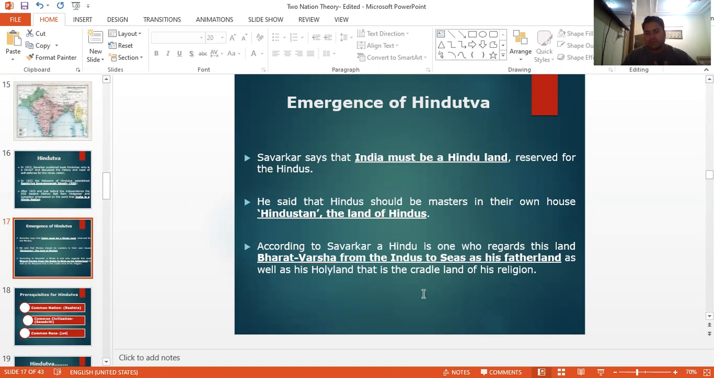So Sarwakar says India must be a Hindu land reserved for the Hindus, and he said that Hindus should be master in their own house, Hindustan, the land of Hindus. This was the assertion they made, and because of their extremist ideology, it was really a threat for the Muslims. According to Sarwakar, a Hindu is one who regards this land as Bharat-Varsha, from the Indus to the seas, as his fatherland as well as his holy land, the cradle land of his religion. So basically, this particular ideology believed in the total dominance of Hinduism in the Indian subcontinent.